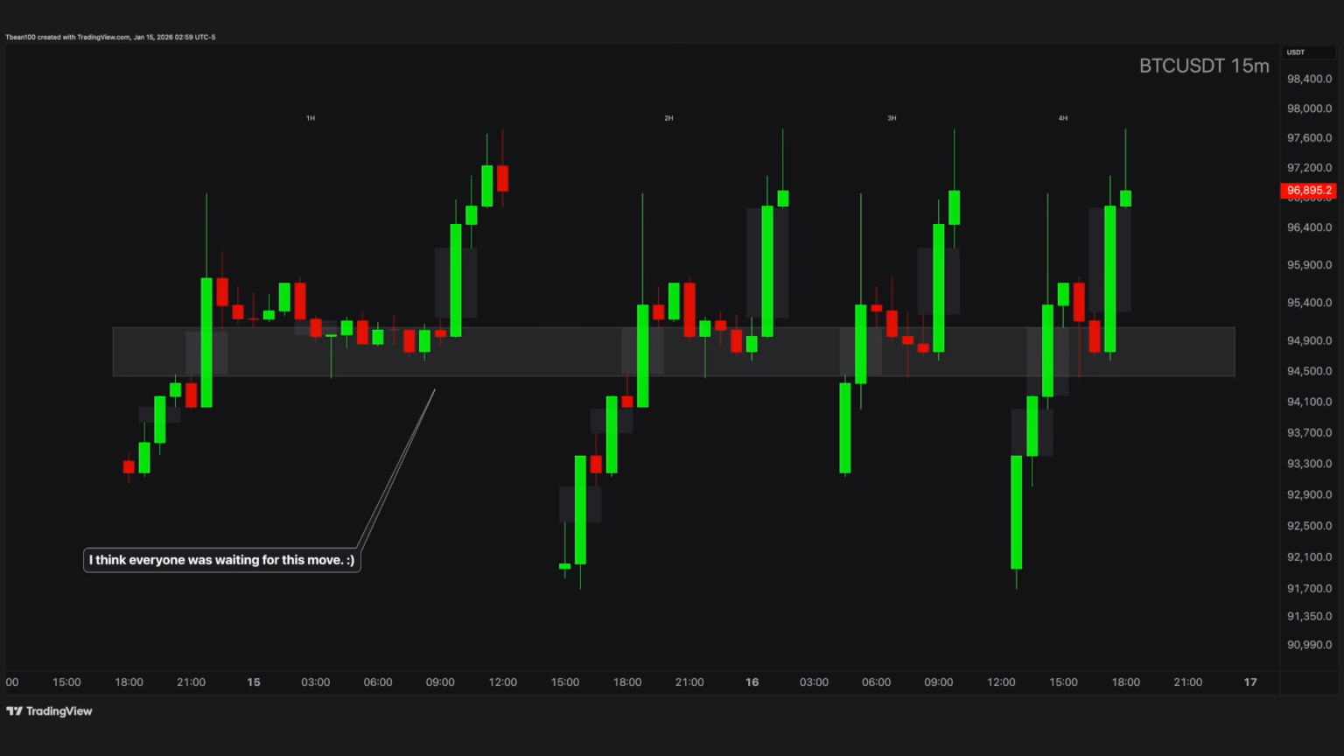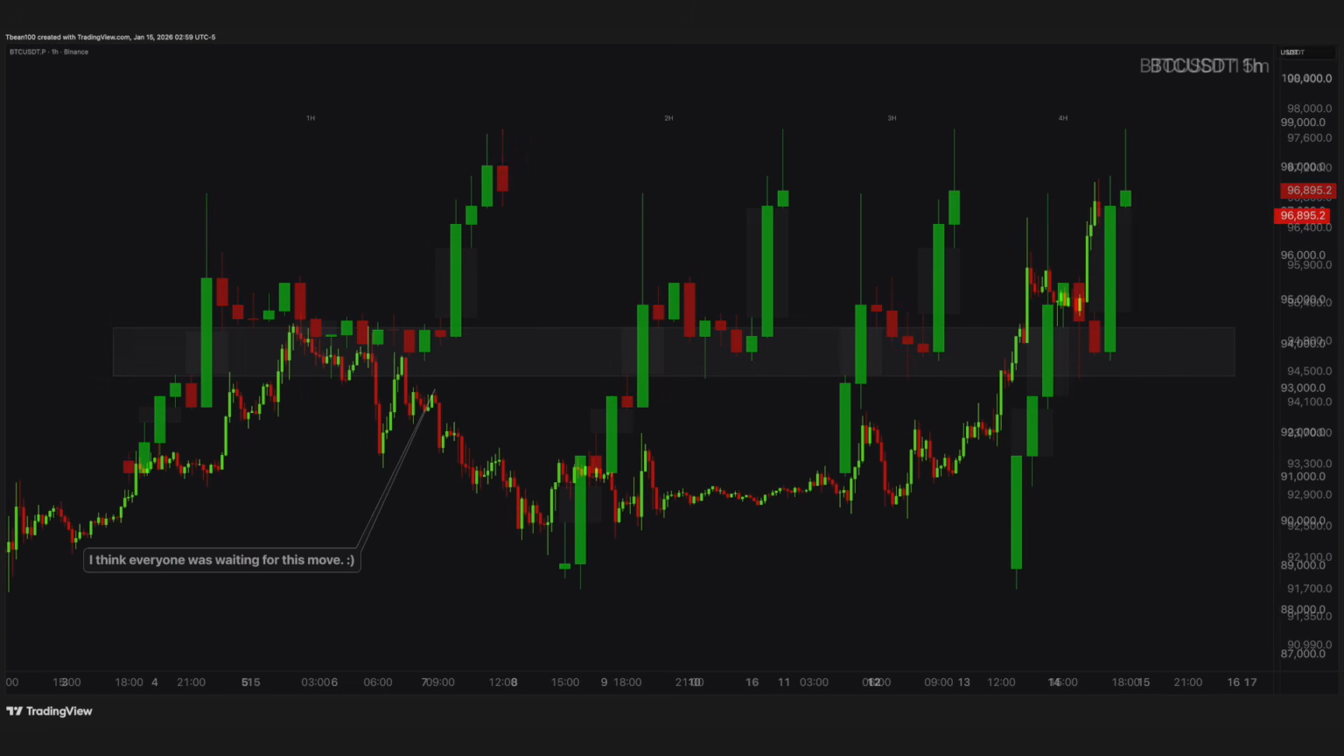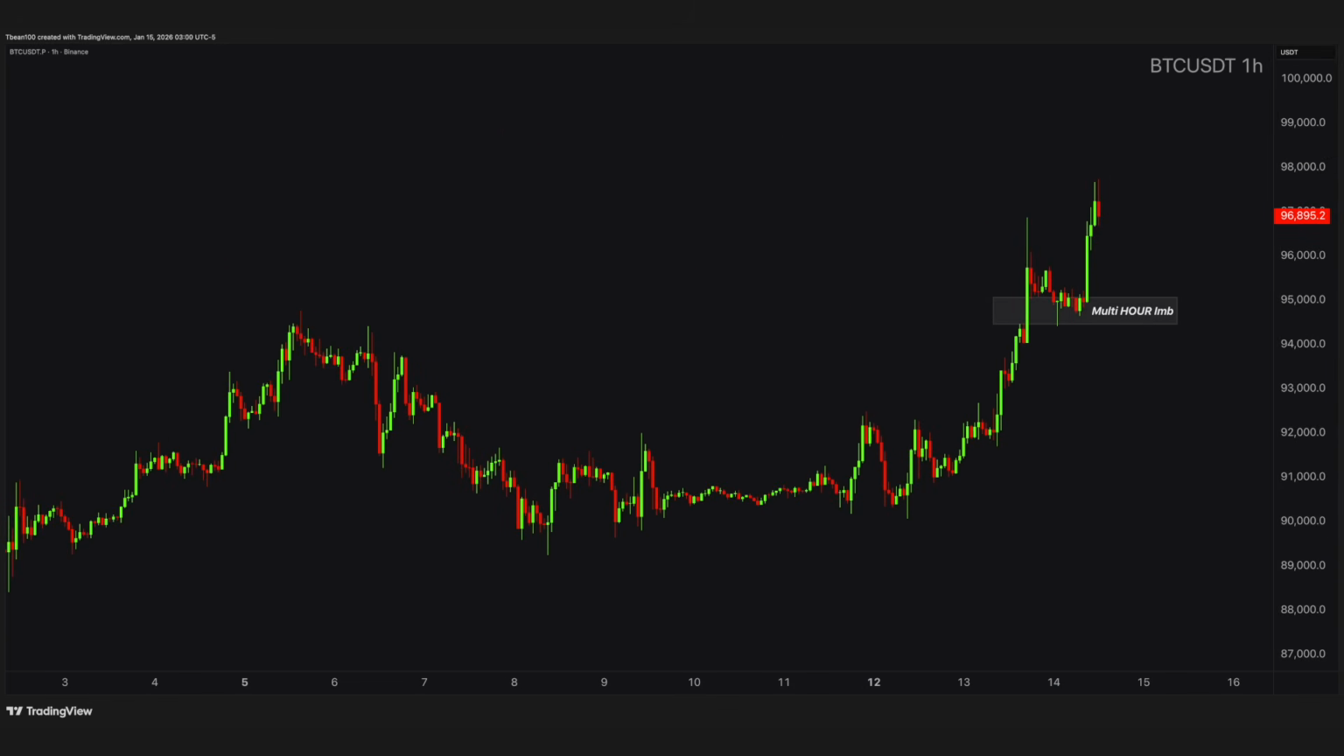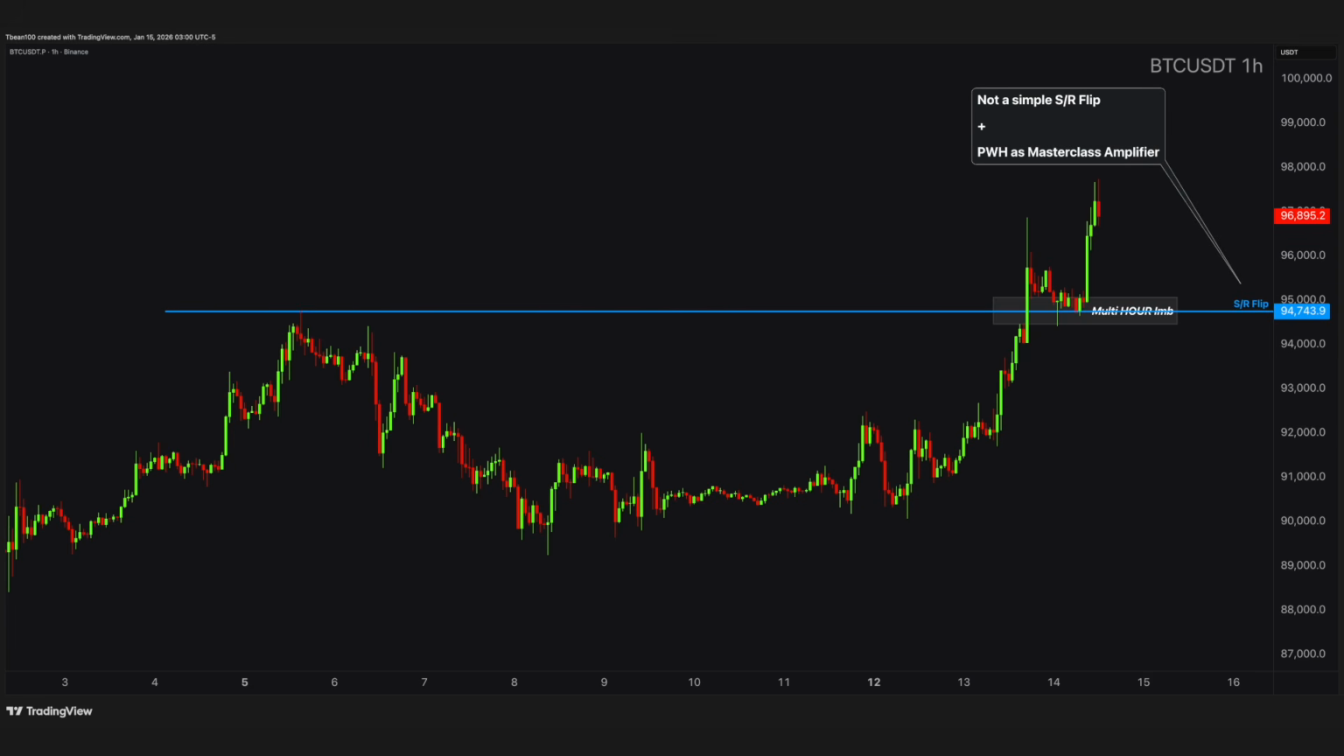Now let's check out the 1 hour time frame in detail and talk further about this trading area. In this multi-time frame, multi-hour imbalance area, you also have a nice SR flip point. But this is not an ordinary point. It was also the previous week's high and acted as a masterclass amplifier.